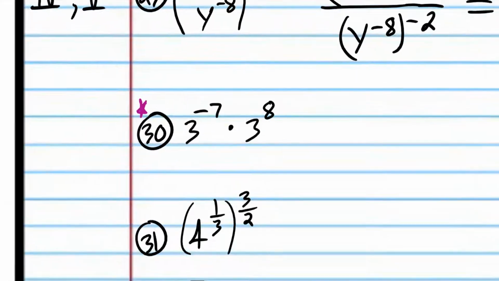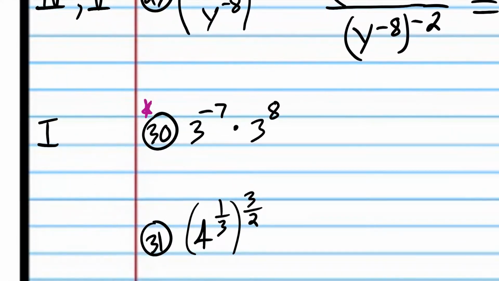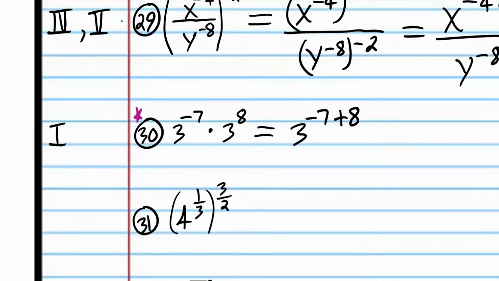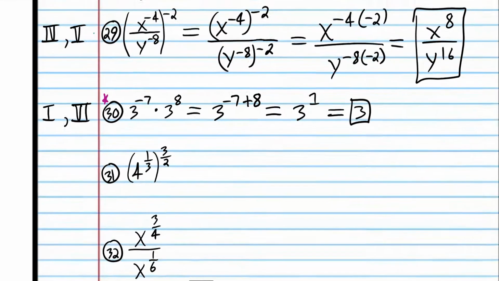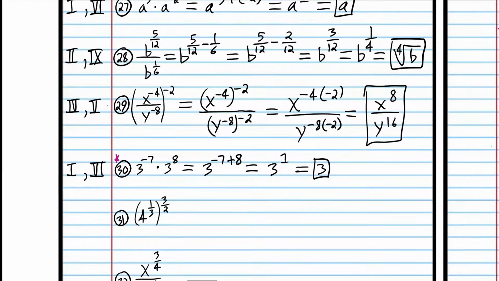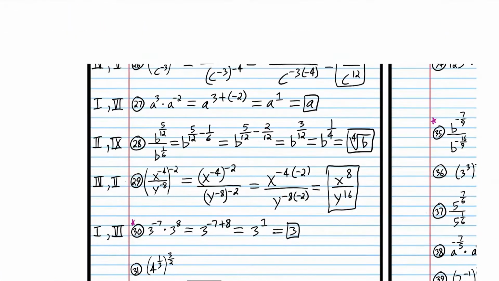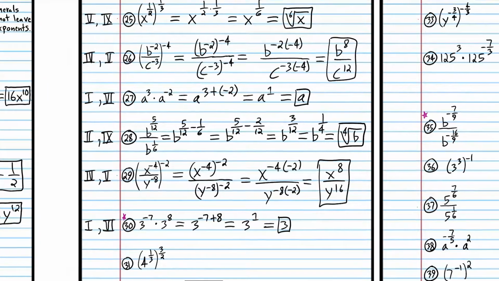All right, we're back. So this is going to be rule number 1. When you multiply powers, you just add the exponents. And negative 7 plus 8 is 1. And anything raised to the 1 power is just whatever that number is, and that is rule number 6. All right, so I want you to try number 31. And when you come back, we'll do it together.